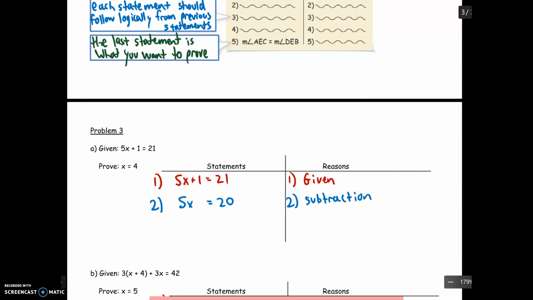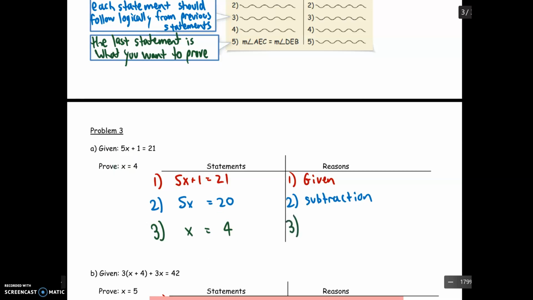Now we just want to list that the reason why we're able to do that is the subtraction property of equality. And if I was looking to finish my proof, looks like it's only going to take one more step, so let's list this as statement 3. I think we could get there by eventually getting to x equals 4. Again, that's what I wanted to prove, so that's the step that I'm ending on.